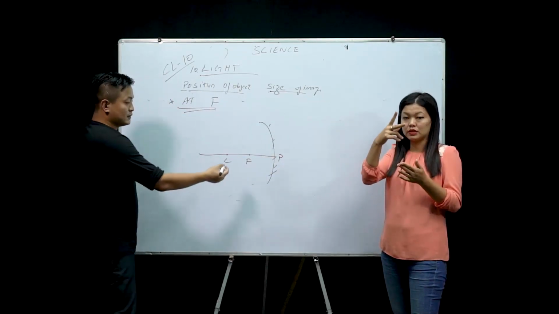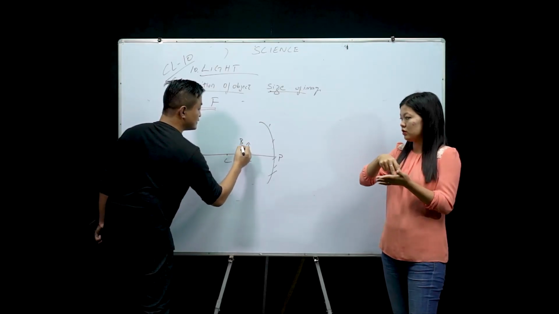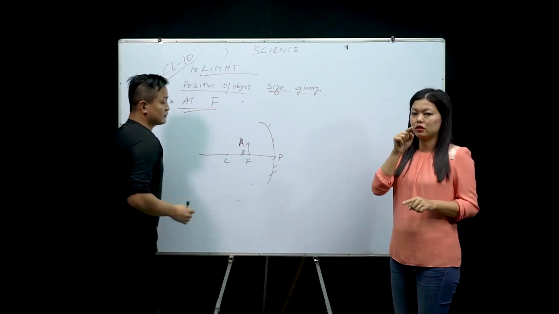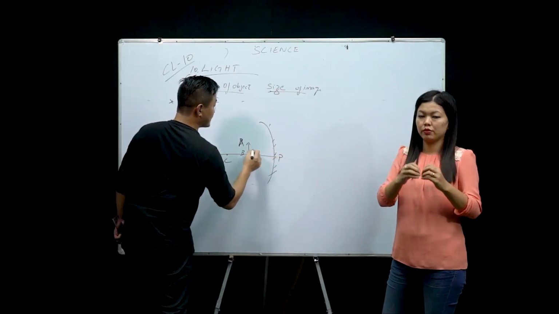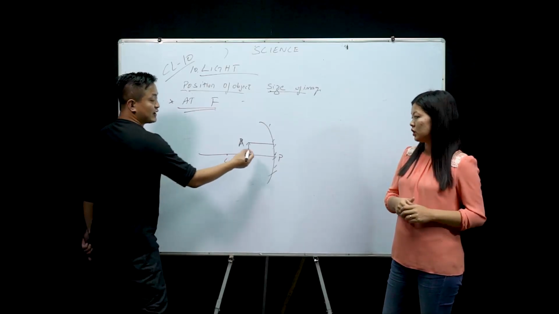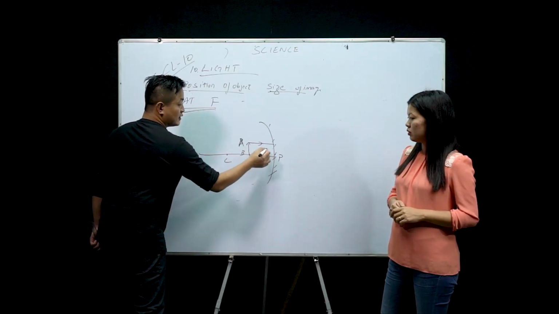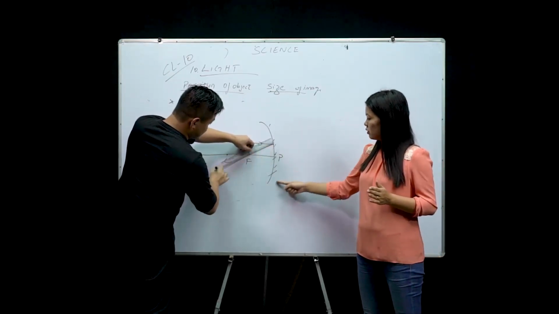So now we are going to stand here. Okay, so this is you. We are going to stand here, students. Now let's apply the first rule. A ray of light parallel to the principal axis, once it hits the mirror, would pass through the focus.